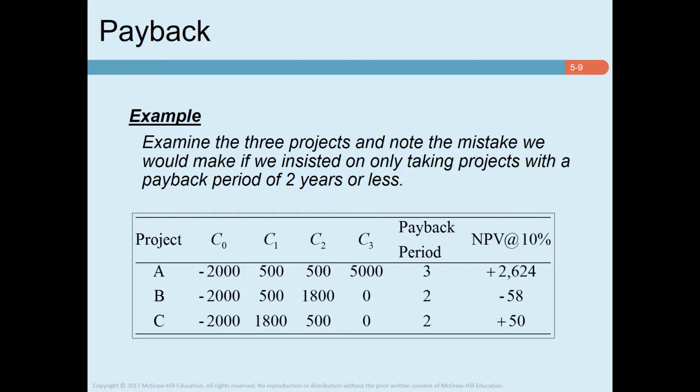Now, if the maximum acceptable payback of this company is greater than 3 years, then this project will be accepted. On the other hand, if the maximum acceptable payback of a company is less than 3 years, then this project will be rejected. So this is all our discussion about the non-discounted cash flow techniques.